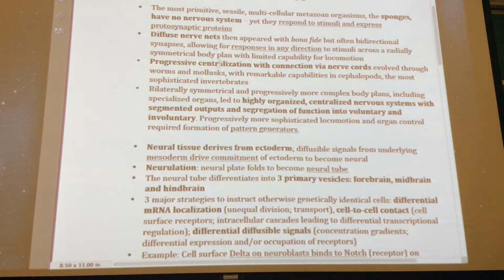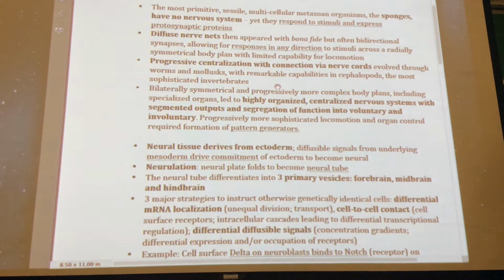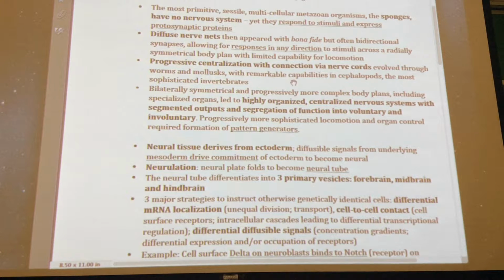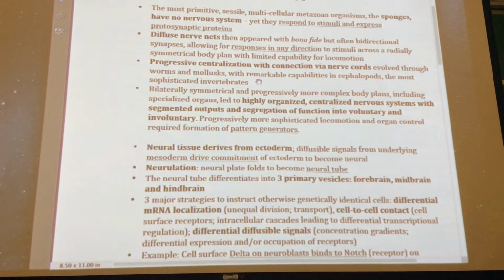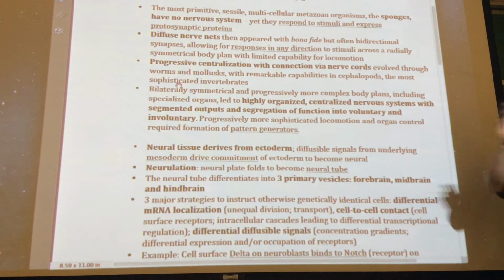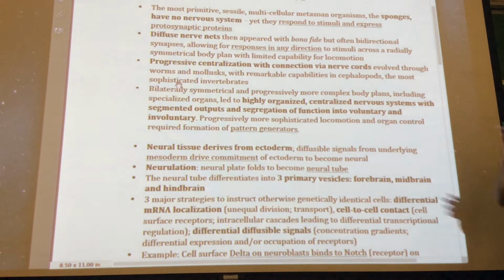That really changes when we get to the next stage, centralization, with connection by nerve cords. That's worms and mollusks, but the most remarkable, of course, are the cephalopods. So now they can do very sophisticated locomotion, which is what we saw with the octopi. And then that continues, so that even though we have polarization, centralization, you're sending out information, sending out signals through nerve cords.